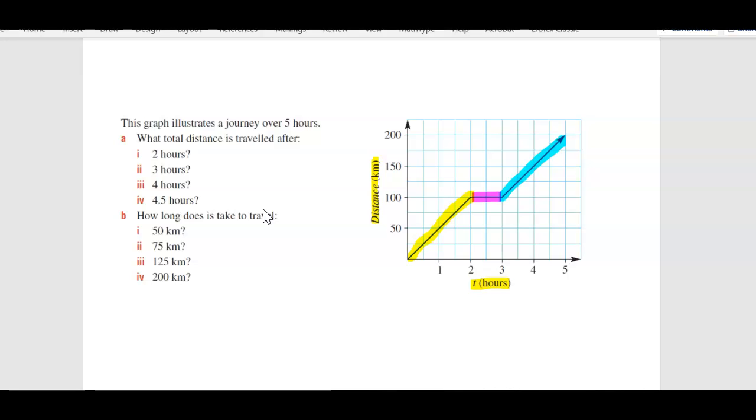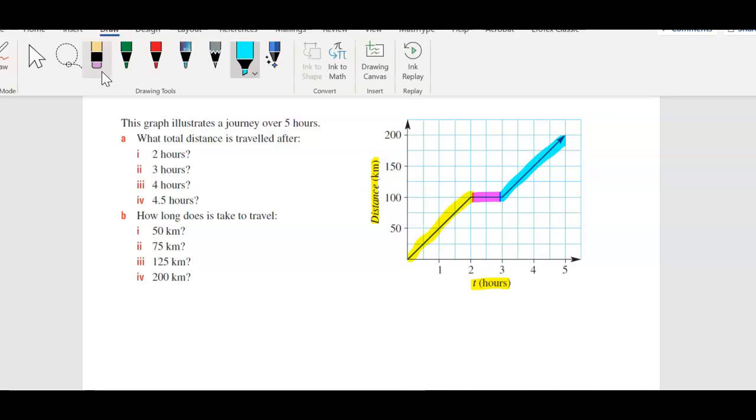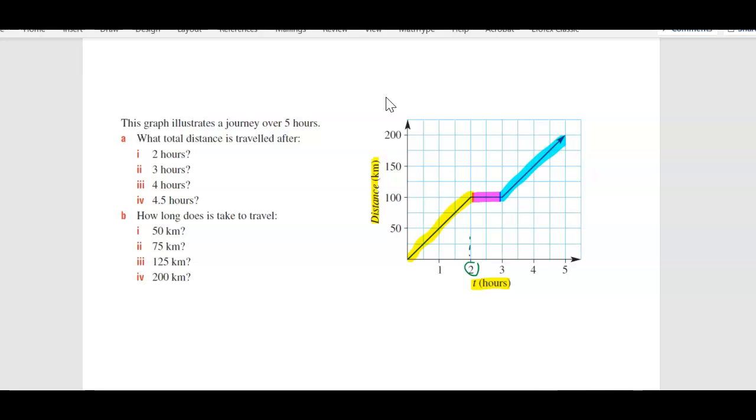Now, if you think about it, what is happening here in this yellow section? Let's say it's a cyclist again. The cyclist is riding, and after 2 hours has reached a distance of 100 kilometers. It's a very fast cyclist. Let's say it's a car drive. So the car is driving. After 2 hours, it's reached 100 kilometers.